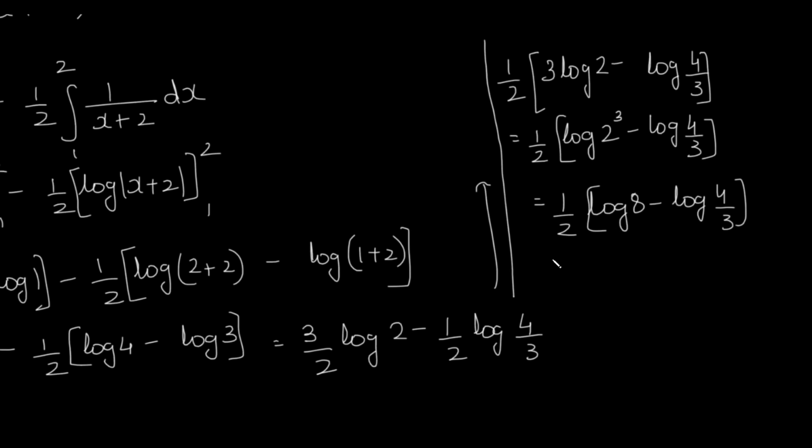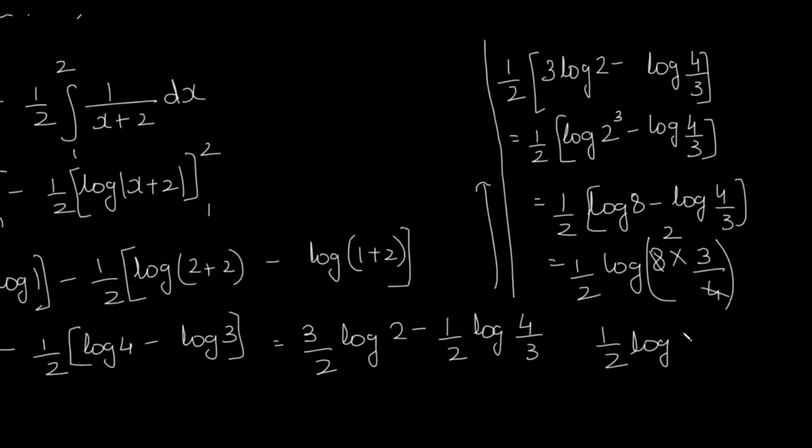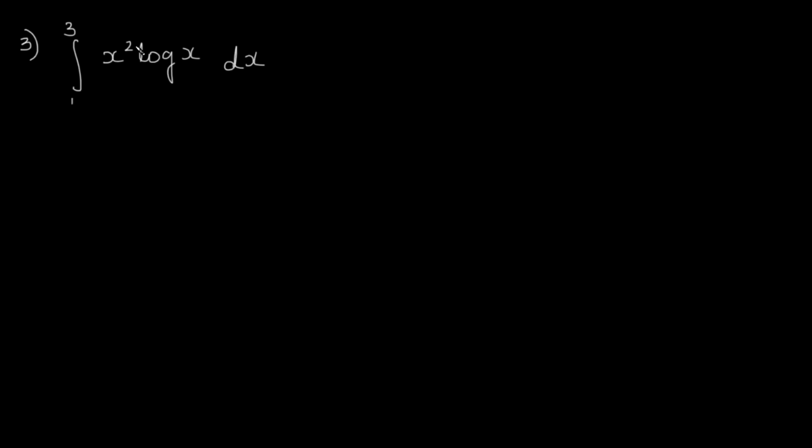Okay, and then in the next step, we combine the logs and we get 1 upon 2 log of 8 divided by 4 upon 3. Now we won't write divided by 4 upon 3, we'll write into 3 upon 4. So the logs have been combined here. Thus we get over here 1 upon 2 log 6, and this becomes the answer for the integration. In the third question, we have integral 1 to 3 x square log x dx. As you can see, there are two terms.